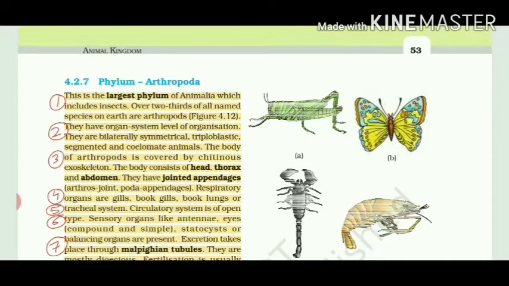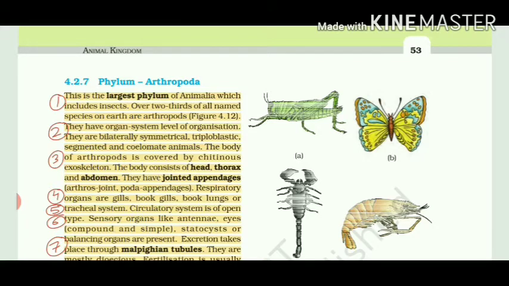So this is a very important feature. Then why are they called arthropods? Pod means legs. Arthro means jointed. So they have jointed appendages. Appendages means, if I ask how many appendages do you have, we have 4 appendages, 2 arms, 2 legs.